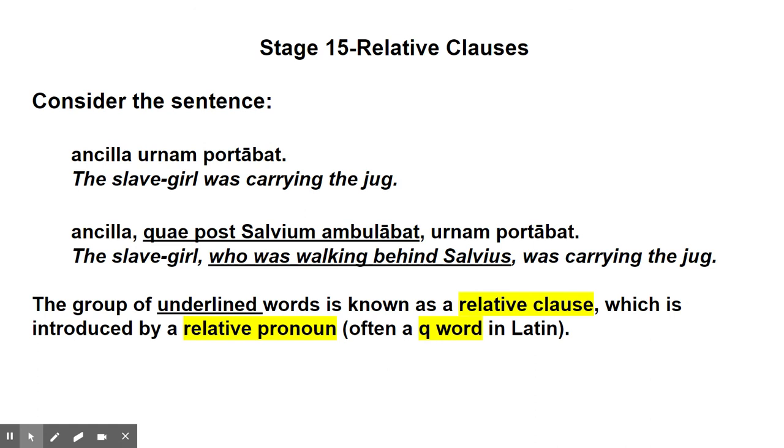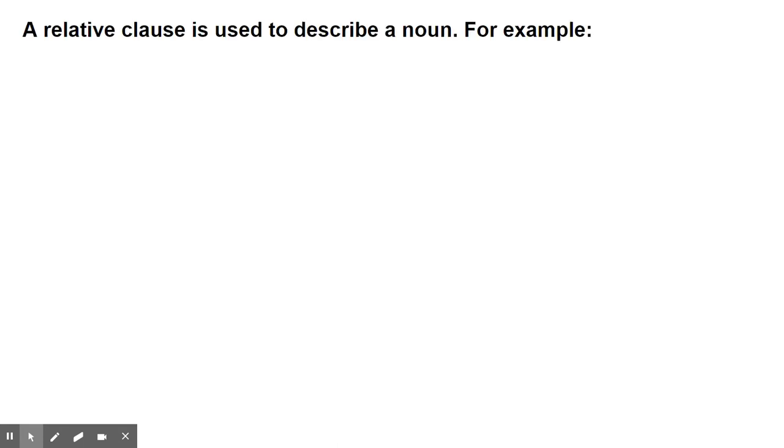The group of underlined words is known as a relative clause, which is introduced by a relative pronoun, which is often a cue word in Latin. A relative clause is used to describe a noun.